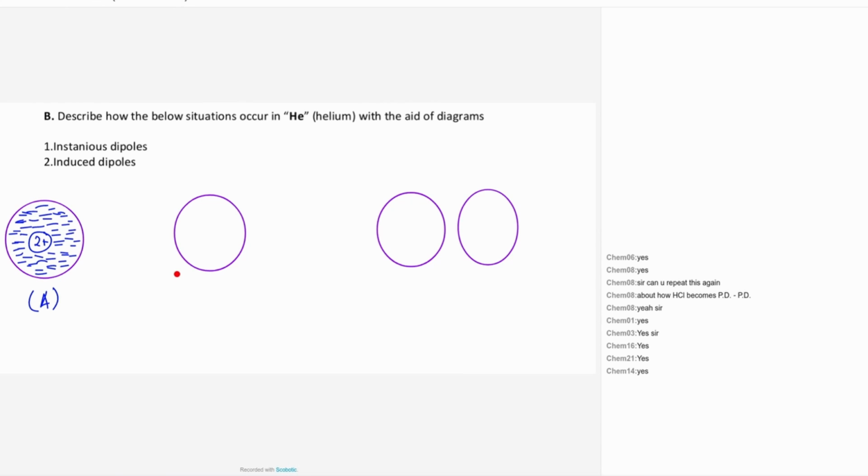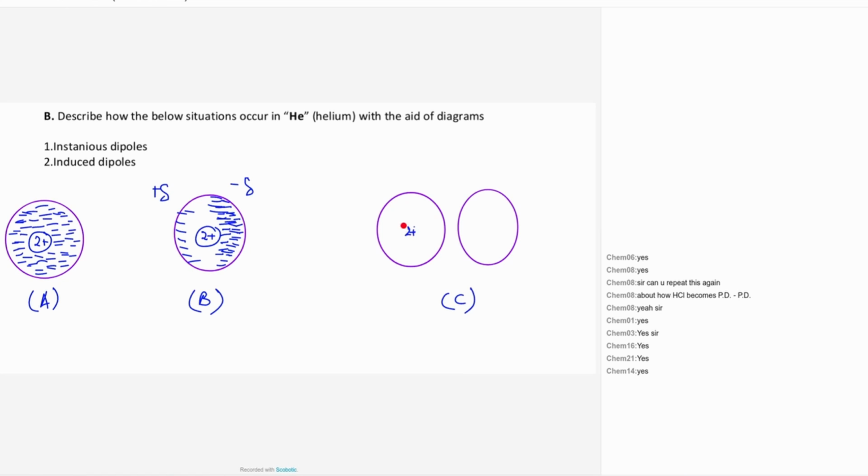Because of these 2 movements, the electrons can get asymmetrically distributed. That means one side will have more electrons than the other side. This asymmetrical charge separation can happen because of the movement of the electrons and the movement of the atom as a whole. So this causes a charge separation within the atom. The side with more electrons will develop a minus delta charge, and the side with fewer electrons a plus delta charge. This situation is known as an instantaneous dipole.